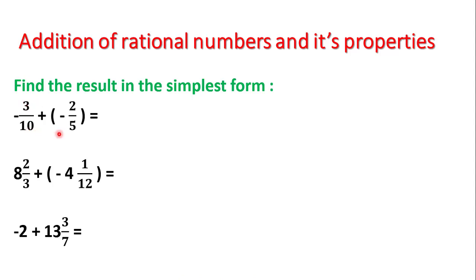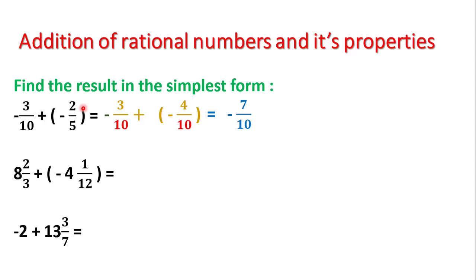Negative 3 over 10 plus negative 2 over 5. I should have the same denominator. The lowest common multiple here is 10. So the first rational number will stay negative 3 over 10. The second one, I multiply up and down by 2 to get the denominator of 10. So 2 times 2 is 4, so I have negative 4 over 10. Now I'll put the same denominator, then I'll add the numerators. Negative 3 plus negative 4 is negative 7. The same sign, take the sign and add. So the result is negative 7 over 10, and this is the simplest form.